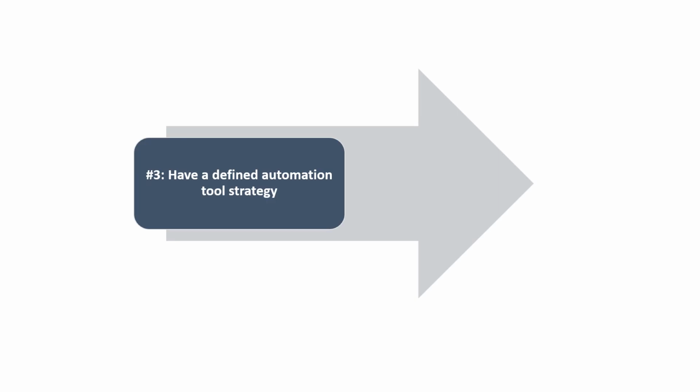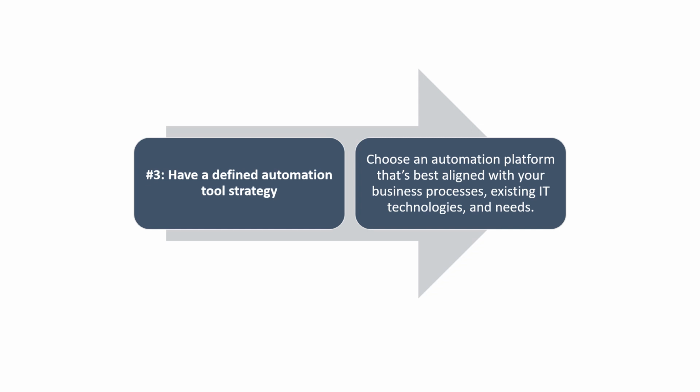And then the third best practice is to have a defined automation tool strategy, that is choosing an automation platform that's best aligned with your business process, existing IT technology, and needs. So you have to have a defined automation tool strategy.